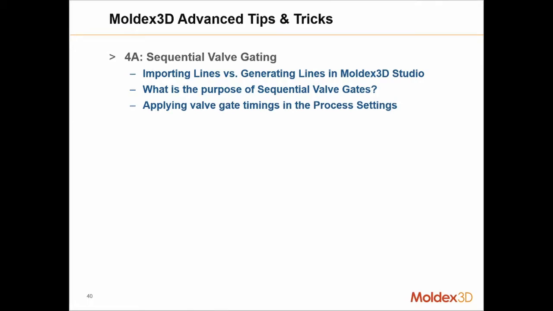Sequential valve gating is actually a very hot topic right now, and it's very underutilized in my completely biased opinion, because a lot of the surface quality defects that you see with hot runners and so on, things like weld lines or even things like sink marks, those can be mitigated with sequential valve gating most of the time.